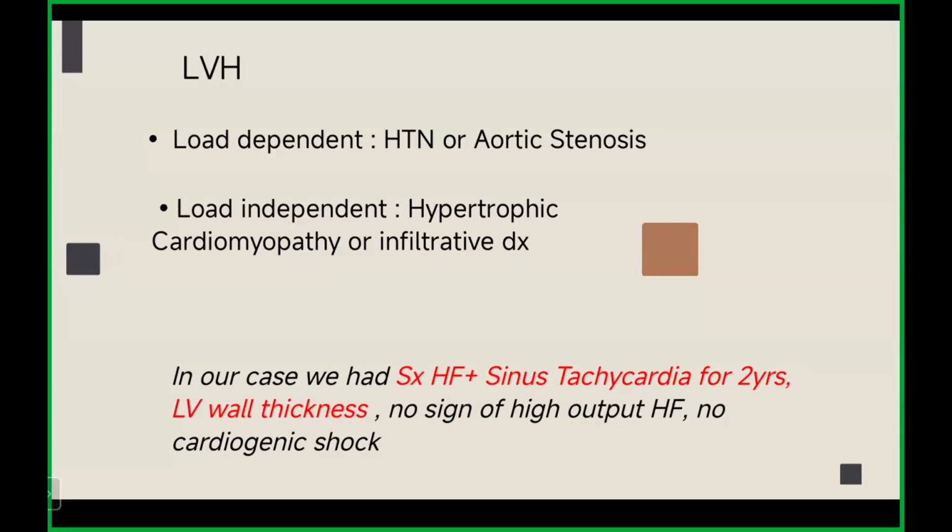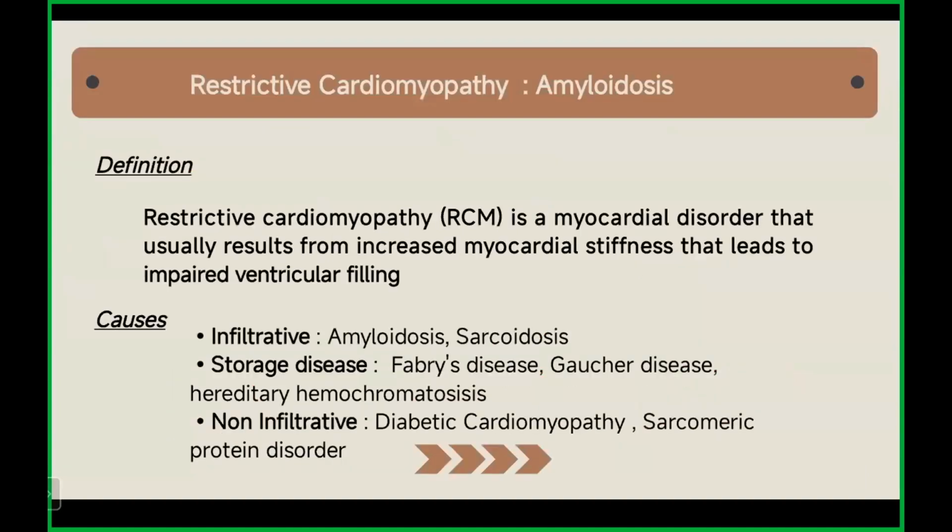So to summarize our case, we had a 50-year-old woman with symptoms of heart failure. She has had sinus tachycardia for 2 years, and she also has left ventricular wall thickness, with no sign of high output heart failure or cardiogenic shock. The discussion goes more and more toward restrictive cardiomyopathy.